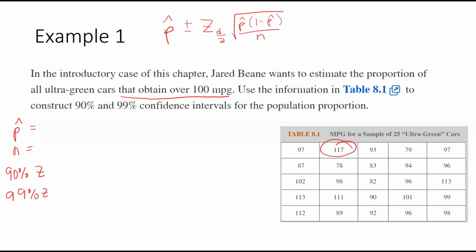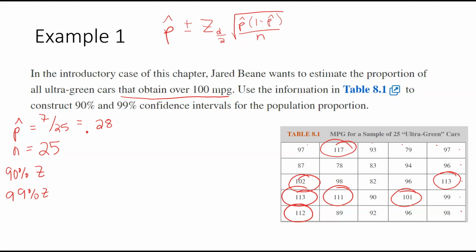There's 1, 2, 3, 4, 5, 6, 7. So there are 7, and there are a total of 5 by 5, so 25. So we know that our n is 25. There are 7 cars that have what he wants over 25, so our proportion is 0.28, the number of cars over 100 over the total.